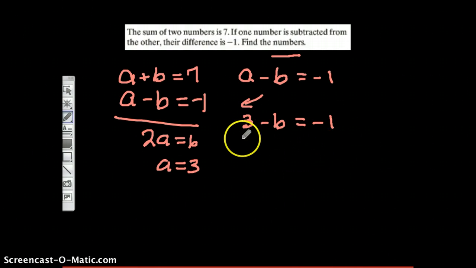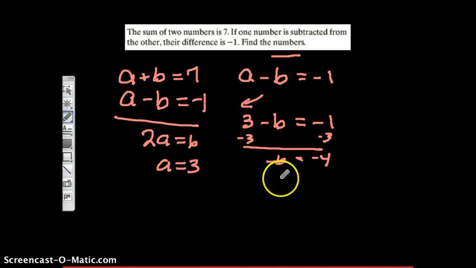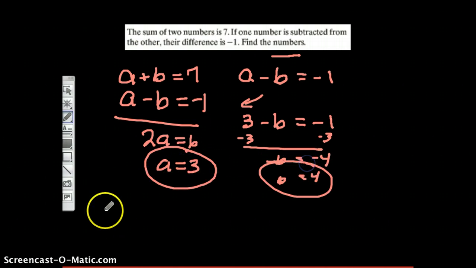Okay, well, of course, we could do the math. Let's subtract 3, okay, subtract 3. Negative b is equal to -4. So divide by -1, b is equal to 4. All right, so a is 3 and b is 4. Those are my two numbers, 3 and 4.